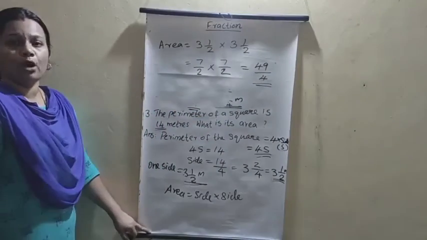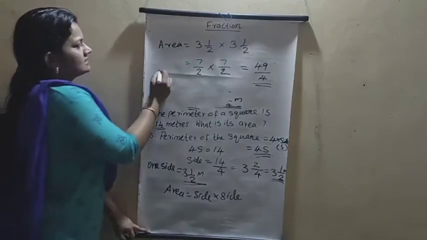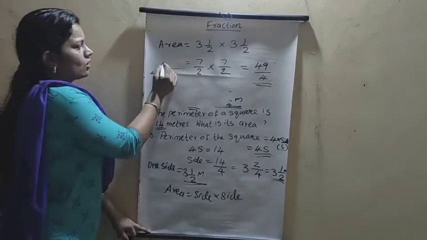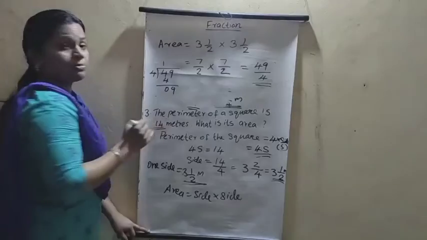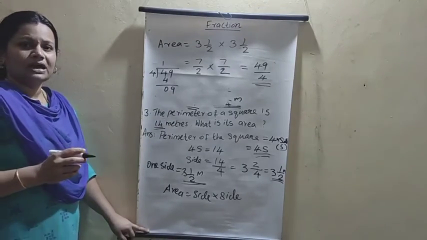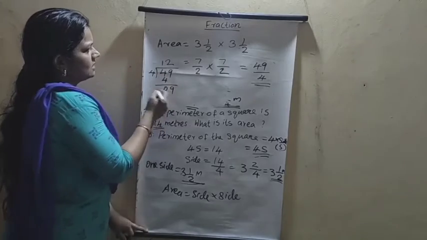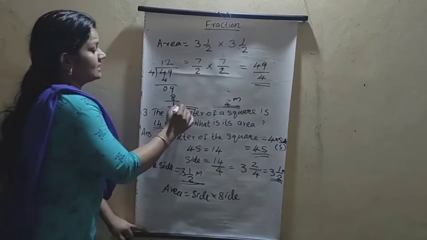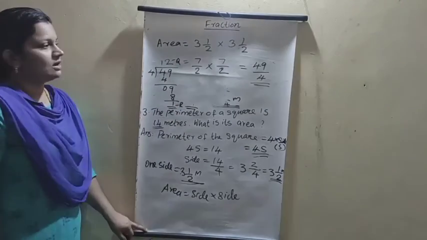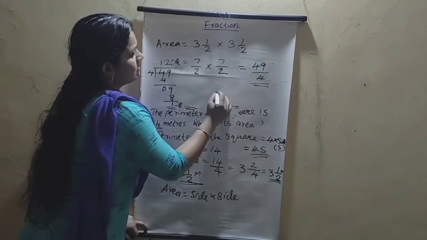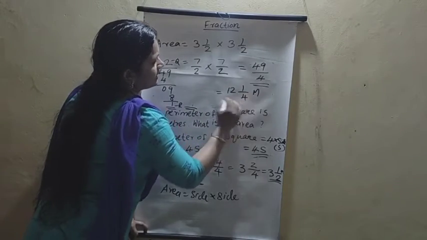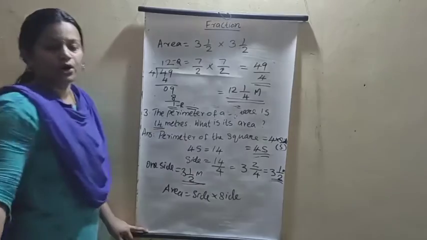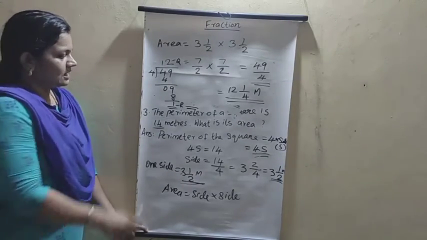This is also an improper fraction, converted into a mixed fraction. 49 divided by 4. How many times is 4 in 4? 1 time, 4 minus 4 is 0. Bring down 9. How many times is 4 in 9? 2 times. 4 2s are 8. 1 is the remainder. 12 is the quotient. We got 12 1 by 4 meter. Then area of the square is equal to 12 1 by 4. Understood?